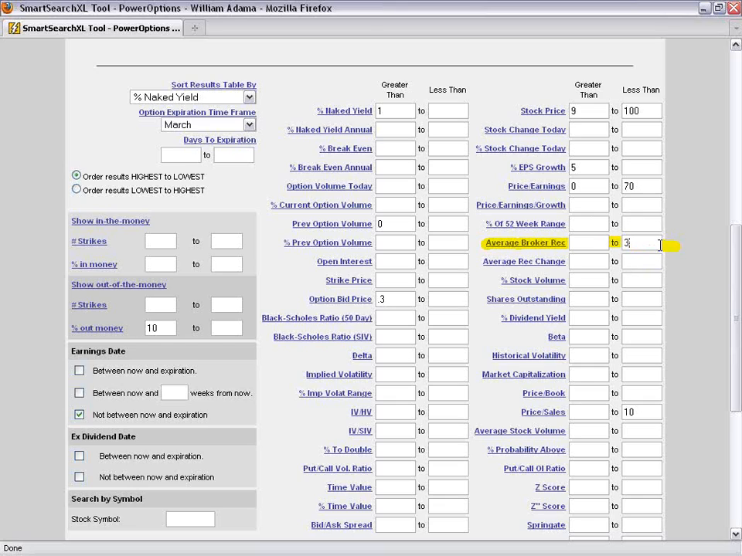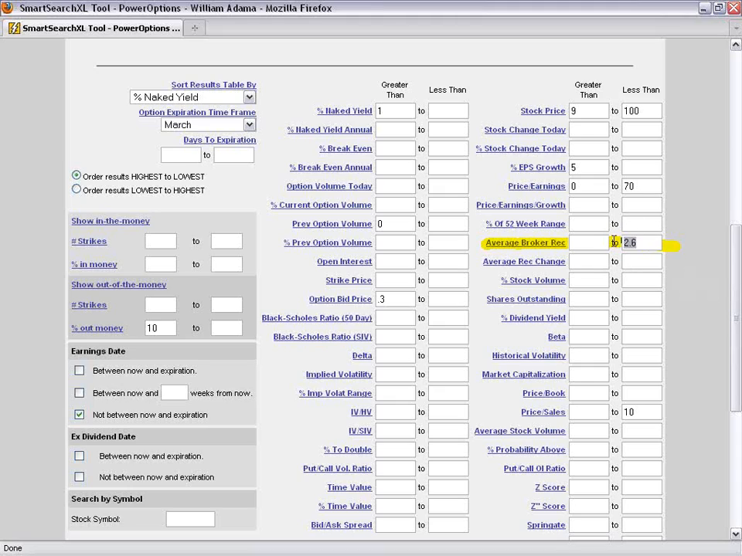But to lower that down a little bit more, if I only wanted to see those that weren't all the way up to a hold, but were just between a buy and a hold or lower, then that's when I usually use a range of less than 2.6 or less than 2.5.